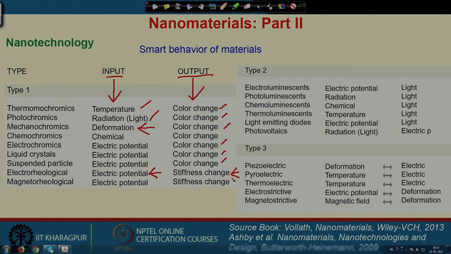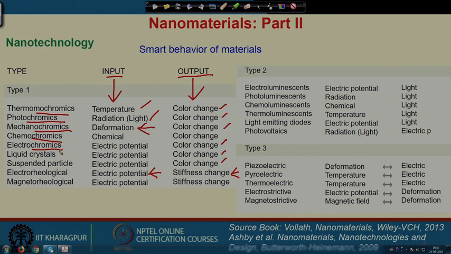So, these are very important properties in terms of chromics: photochromics, thermochromics or mechanochromics, chemochromics or electrochromics, and so on.